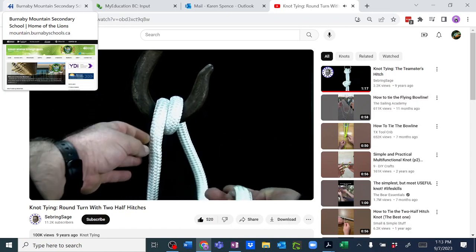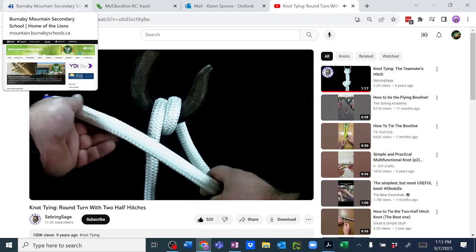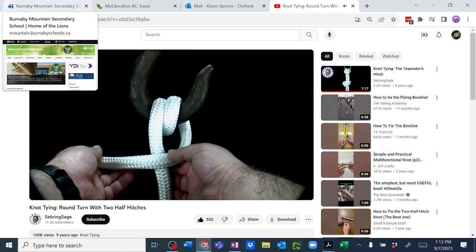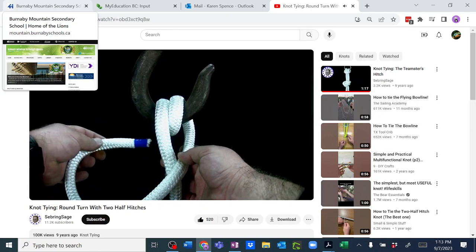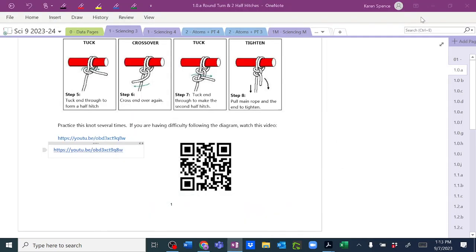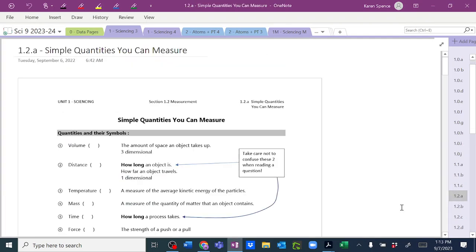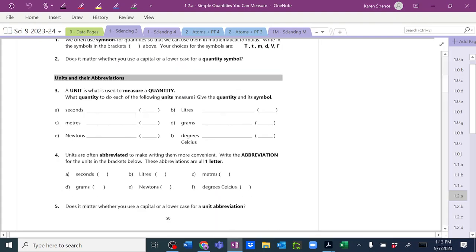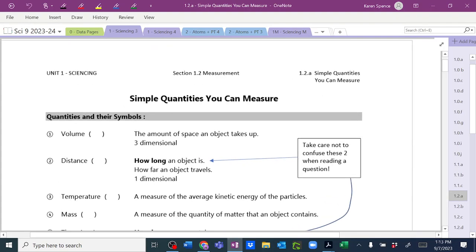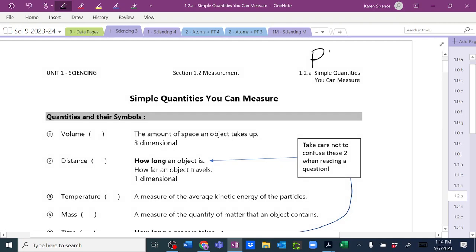Cross the working end of the rope over the standing part. Okay, if you've not yet cleaned up your string, time to do that now. Bring the end back around to the other side, passing the rope through the space between where you crossed the rope before and the round turn, creating a half hitch. And we're going to go to 1.2a, which is on page 20. Cross the end over the standing part a second time. Circle around the standing part and thread the end through the space in between the first half hitch and where you cross the standing part a second time, creating a second half hitch. Finally, tighten the knot.